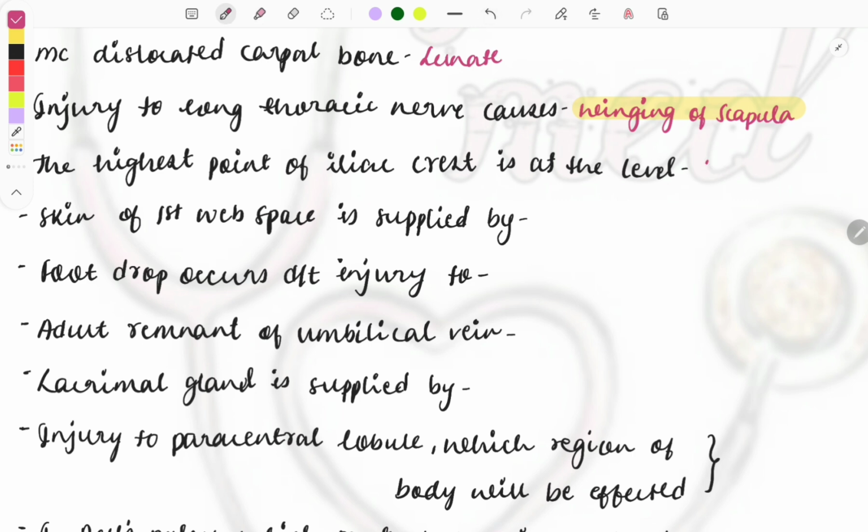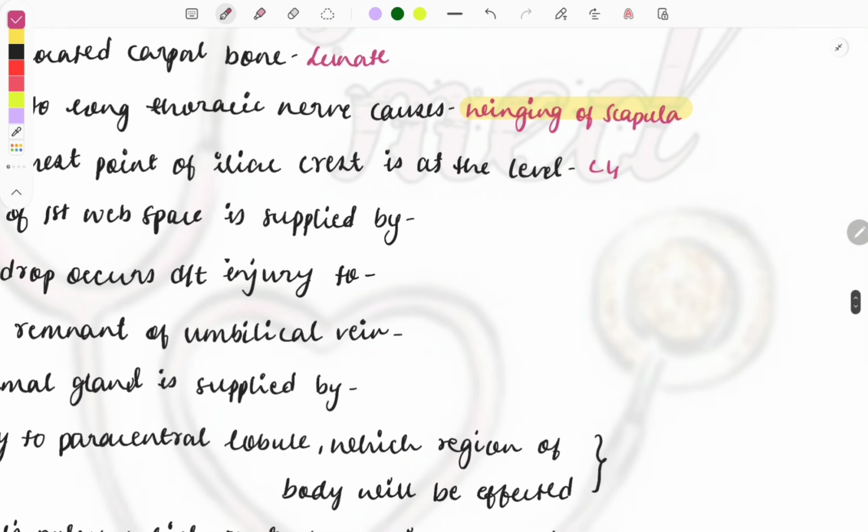L4. Image-based questions can also be asked for this. They'll give the marking of the vertebra. So this is the pelvis and this is the sacrum. They'll mark this image and ask what the vertebral level is. So it is L4.